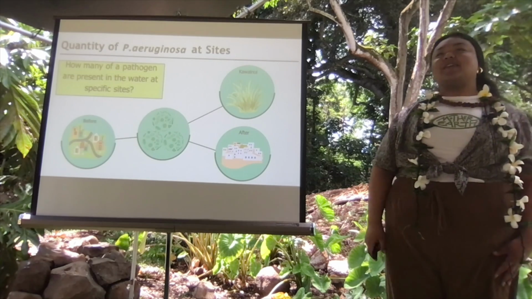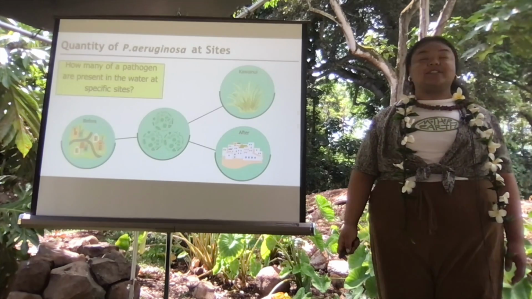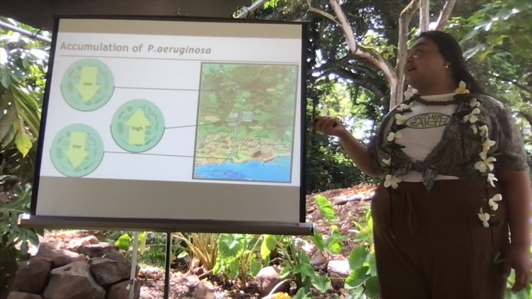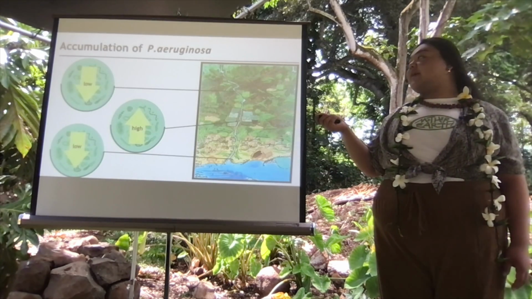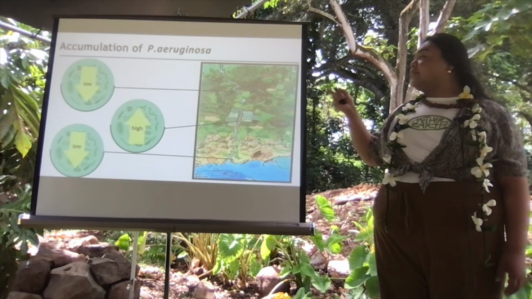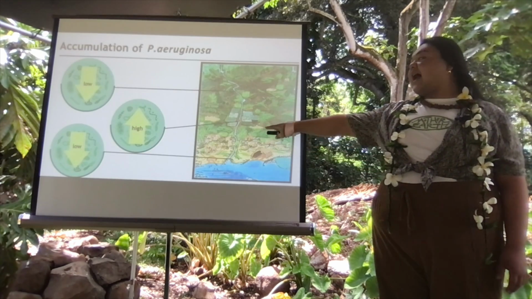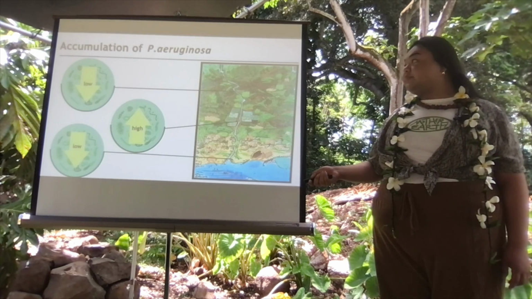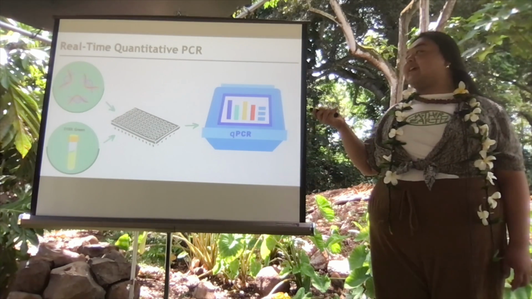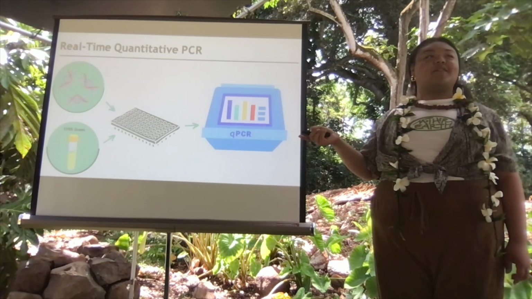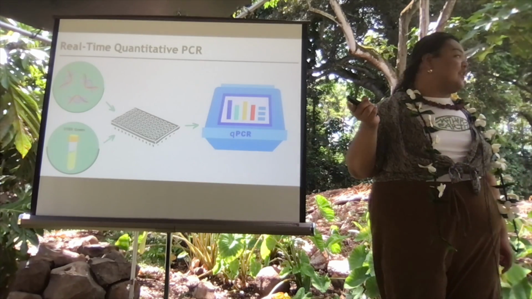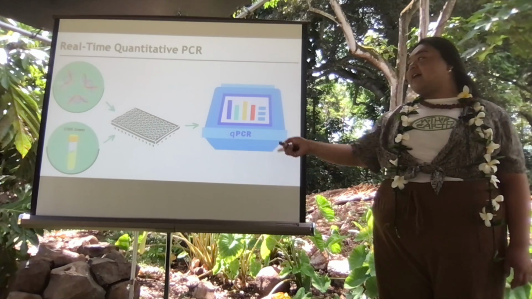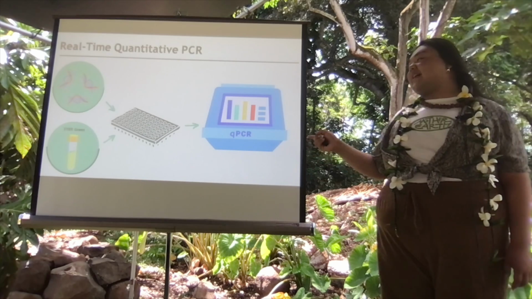And then next, we want to investigate how many of a pathogen are present at the specific sites. And we hypothesize that there would be low abundance of P. aeruginosa before Kawainui, higher in Kawainui, and less after. We did that by pairing the DNA with two different primers, one for 16S to quantify the whole bacterial community, and one for O-acetylase to quantify Pseudomonas aeruginosa, along with SYBR Green, and we ran that through qPCR.